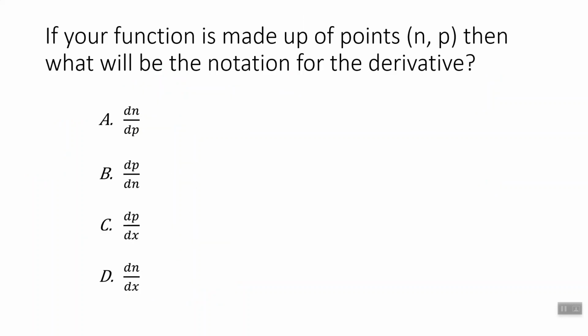There's our derivative. All right, so here's one for you. If we're using the variables n and p, so n is our independent, p is our dependent, our y variable. What's going to be the notation here for the derivative? All right, so let's see, the p is our y, so dp is going to be on top. n is our x, our independent variable, so that goes on the bottom, dn. So dp over dn is our answer. There it is.